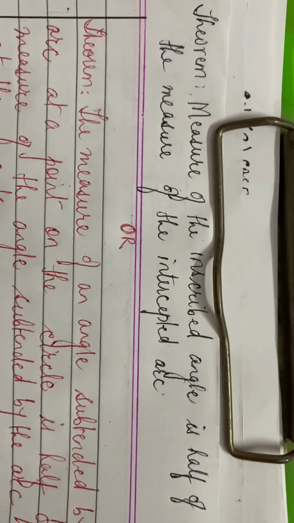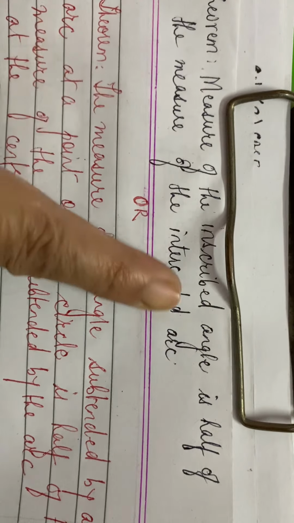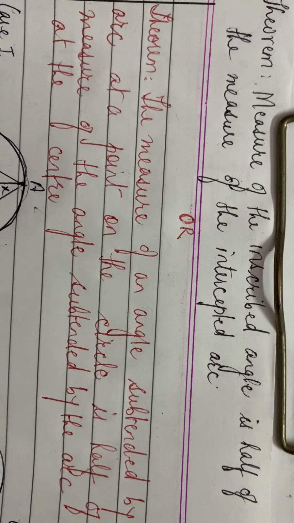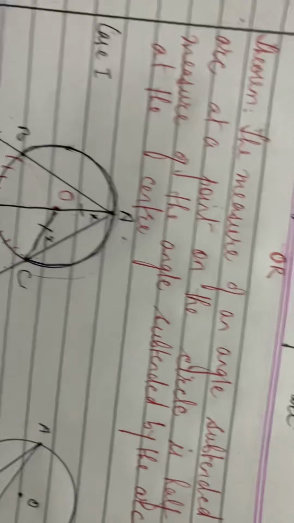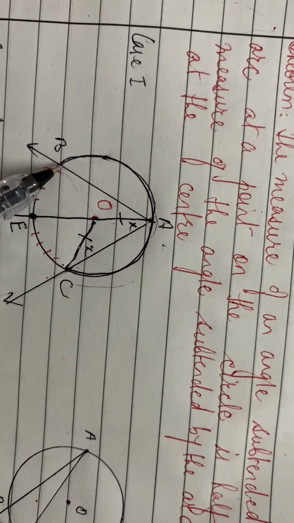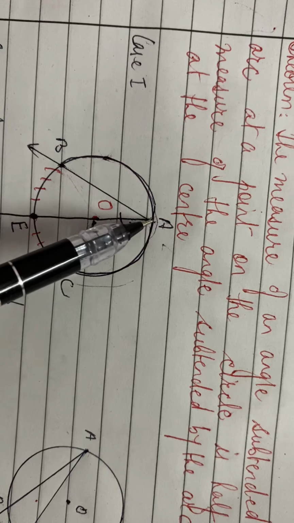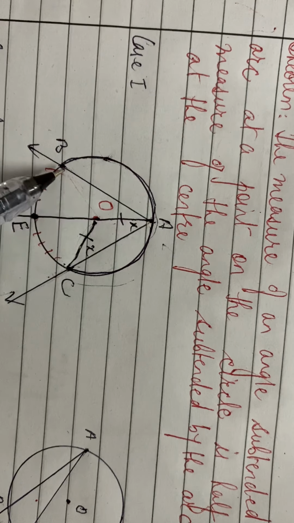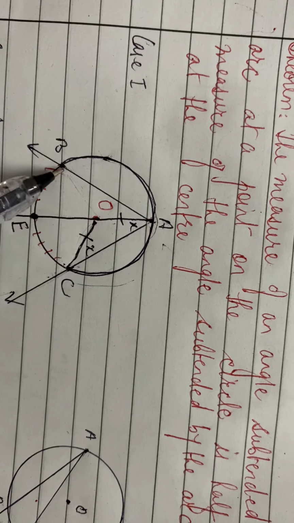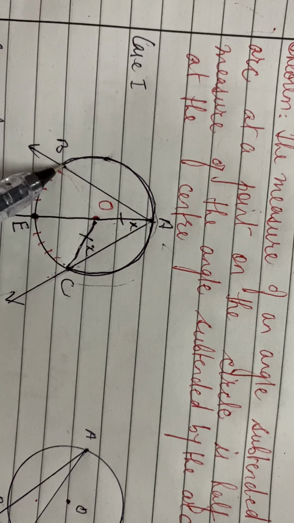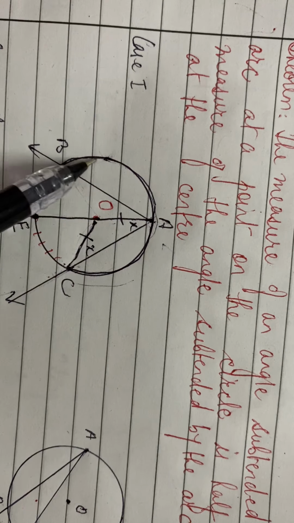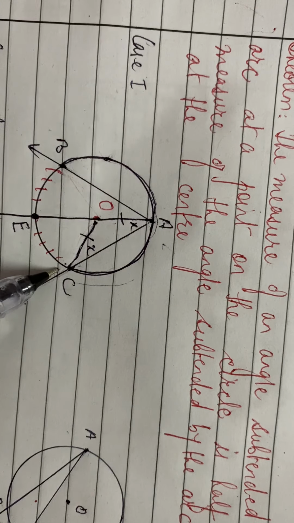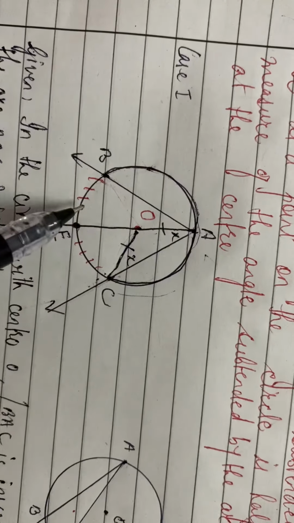So today we have a theorem: the measure of the inscribed angle is half of the measure of the intercepted arc. What actually is an inscribed angle? If you look into this figure, this angle BAC has the vertex on the circle. So if an angle has its vertex on the circle, this angle is said to be inscribed in the arc BAC, and it is cutting off arc BEC.